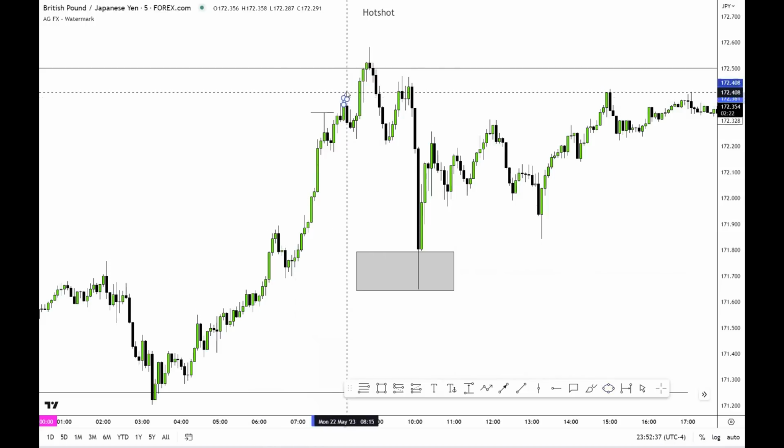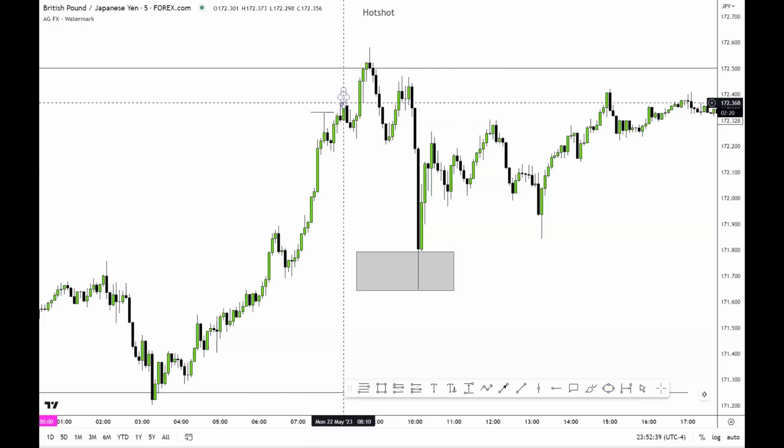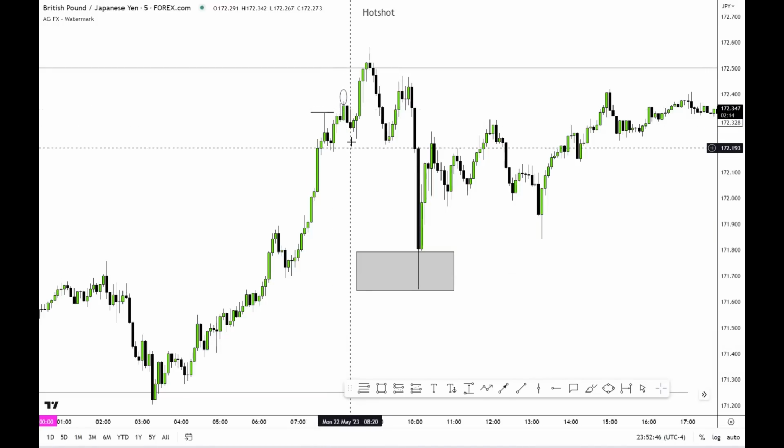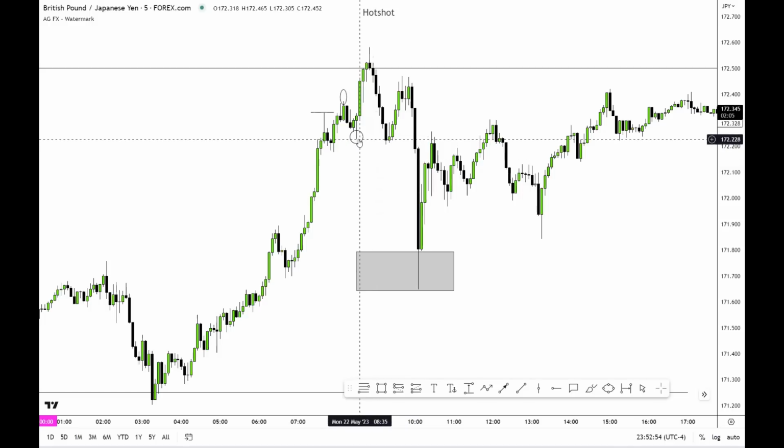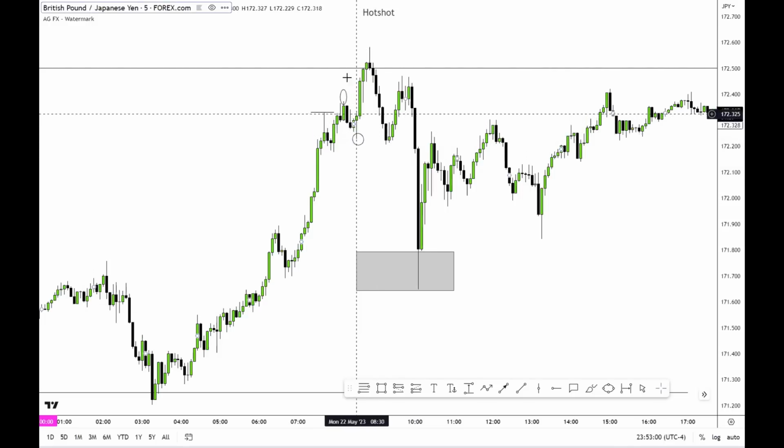See how this wick right here is higher than the one to the left and the one to the right of it? That makes it a swing high. Again, right here, see how this wick was lower than the one to the left of it and the one to the right of it? That made it a swing low.